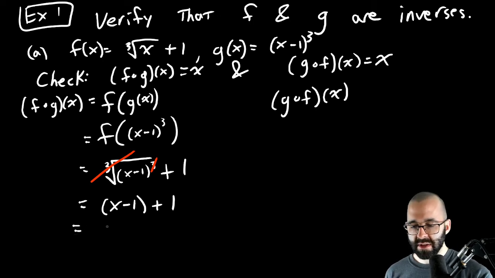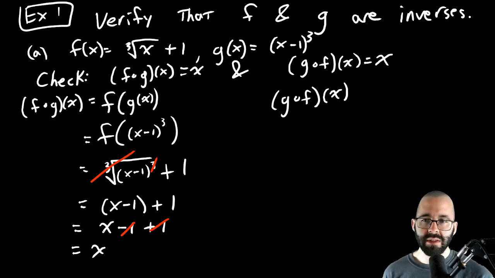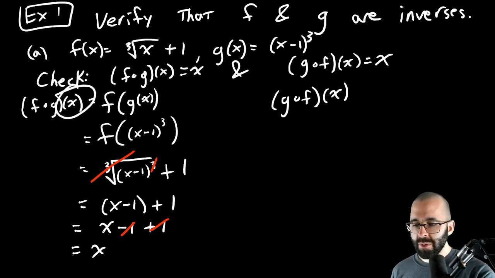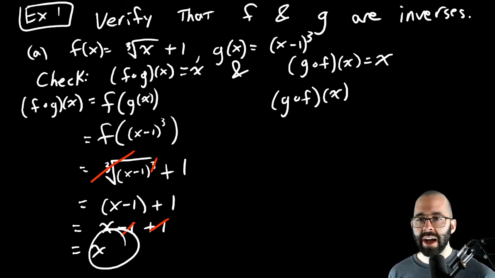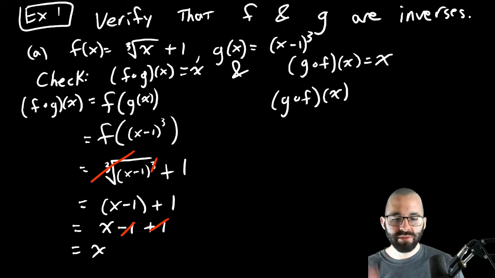Oh, we don't need parentheses here. Oh, great. Minus 1 plus 1 cancels out. When I apply both of these functions to any number, this could be anything. This could have been 2, this could have been 5, any number x, and I apply both of these functions, I get that same number out. Any x, this will be true for.